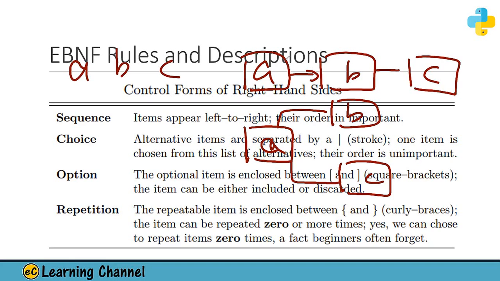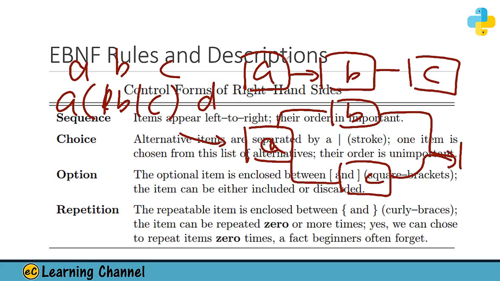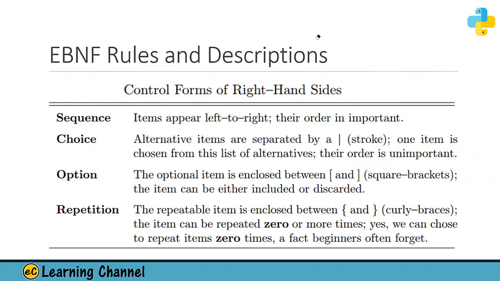And the choice we may write as A, then B or C, then D. This means I have ABD or I have ACD. Is that okay? The first one is a sequence, so A, B, C. The second one, the choice, is A, B, D or A, C, D. That's called a choice. You use a bar.